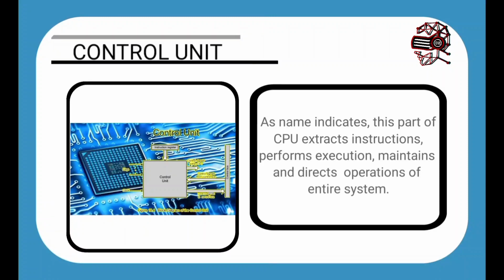Control Unit. The control unit, as the name suggests, is responsible for extracting instructions, executing them, maintaining the overall system's operations, and directing the flow of data within the CPU. Functions of the control unit. Control unit performs several functions. It oversees all activities of the computer. It supervises and directs the flow of data within the CPU. It transfers data to the arithmetic and logic unit, ALU. It transfers results from memory. It fetches results from memory to output devices.